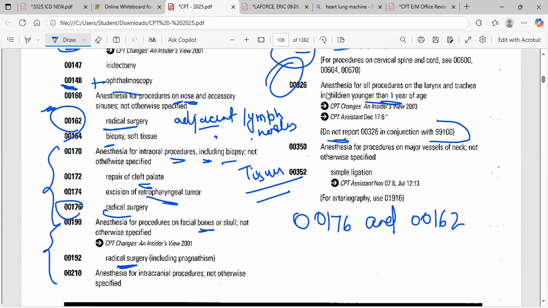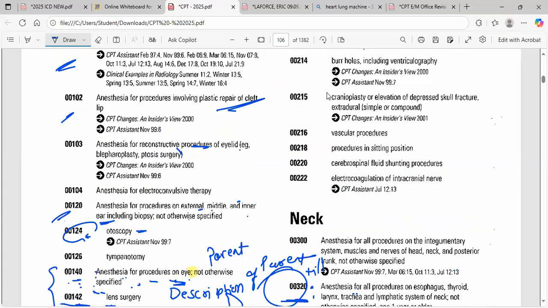Then we have 00210, anesthesia for intracranial procedures. Intracranial procedures means procedures on the brain. Then we have to use 00192. Then we have 00210, anesthesia for intracranial procedures. Intracranial procedures, I've already told you, are any procedures on the brain.